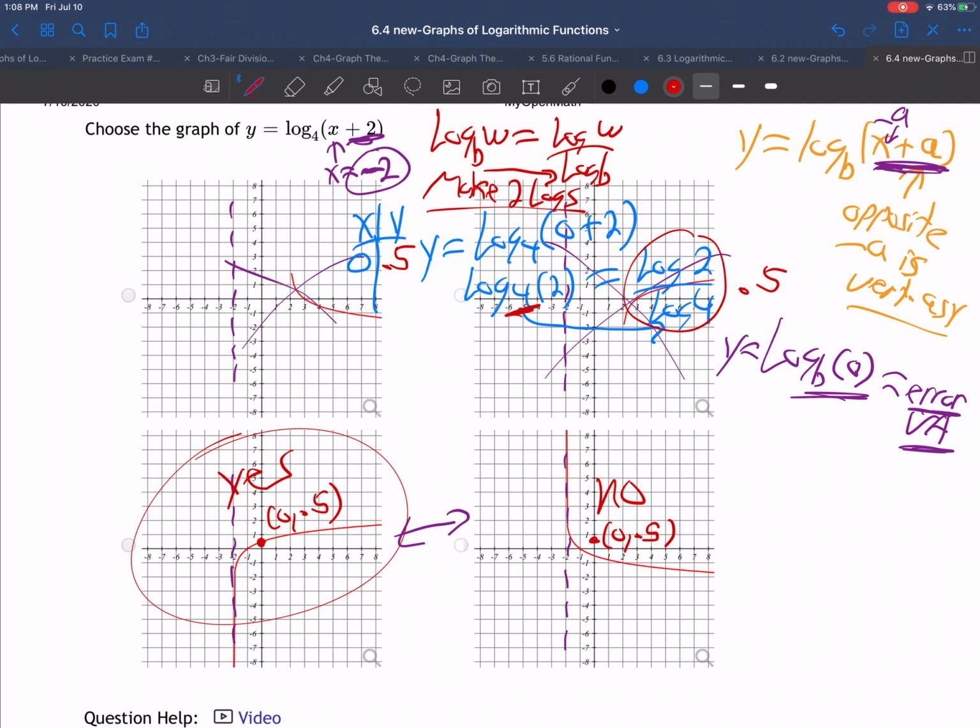It has the right vertical asymptote and it contains the point over 0 up 0.5. If that point hadn't worked, we would try more points until we get some point that one graph has and the other graph doesn't.